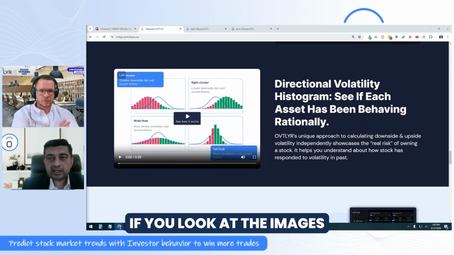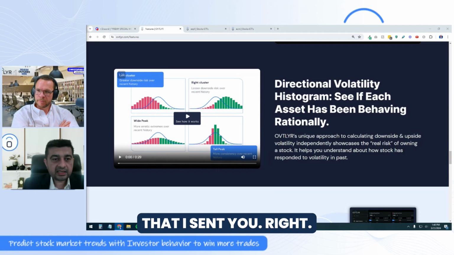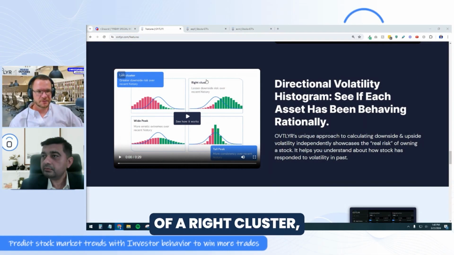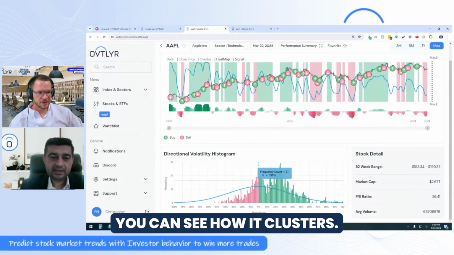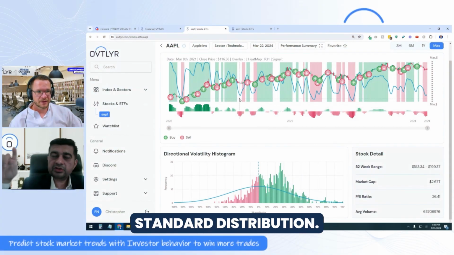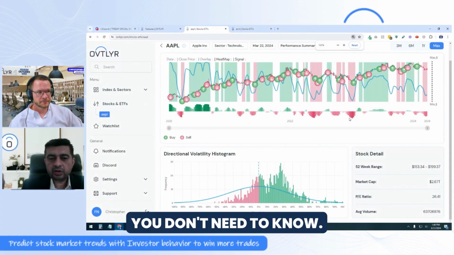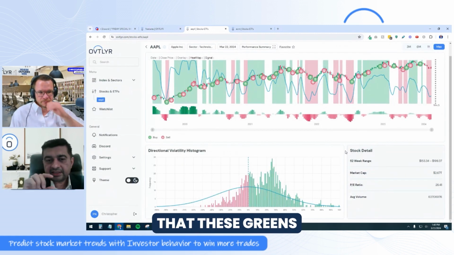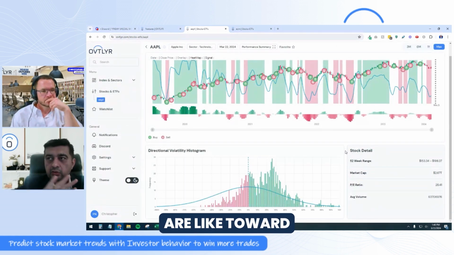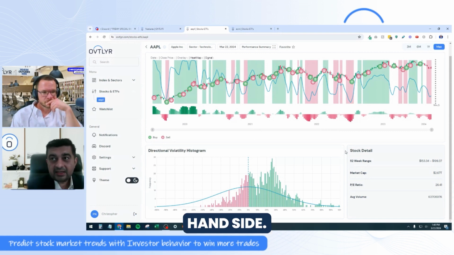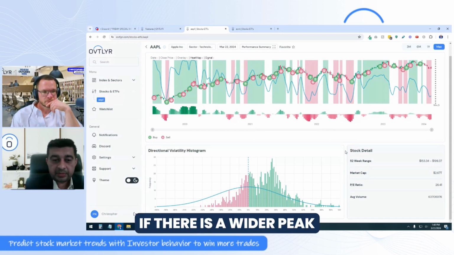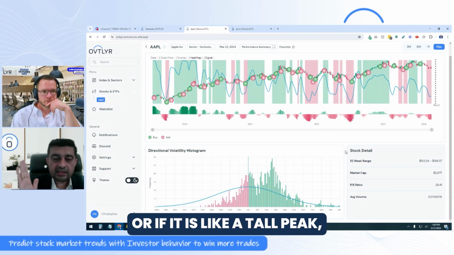And if you look at the images that I sent you, I think this is a good example of a right cluster, because if you look at the Apple stock right here, you can see how it clusters. The blue is your standard distribution. And again, you don't need to know that. All you need to see is whether these greens are toward the right hand side, reds are more toward the left hand side, if there is a wider peak, or if it is a tall peak.